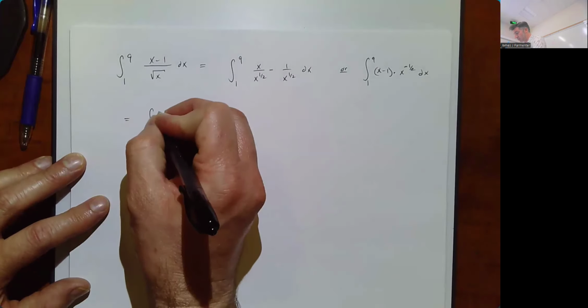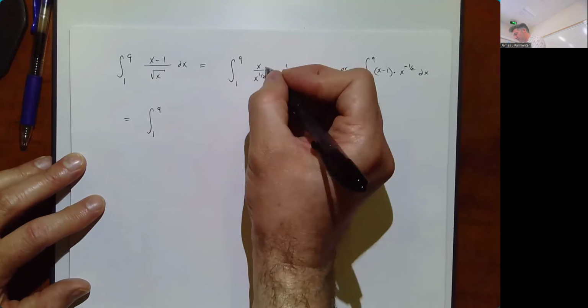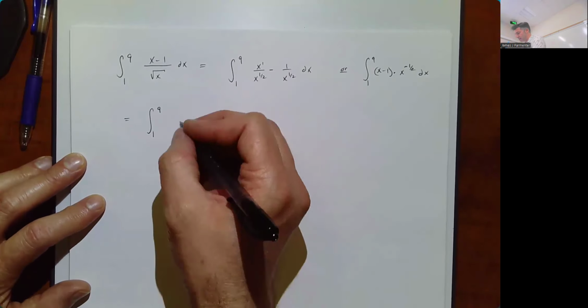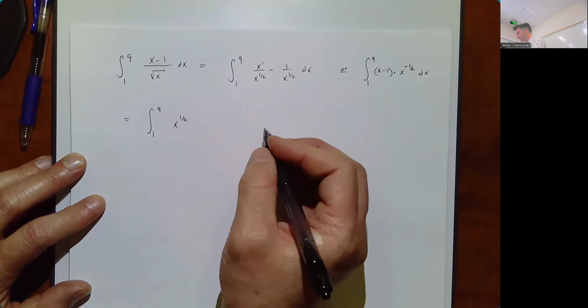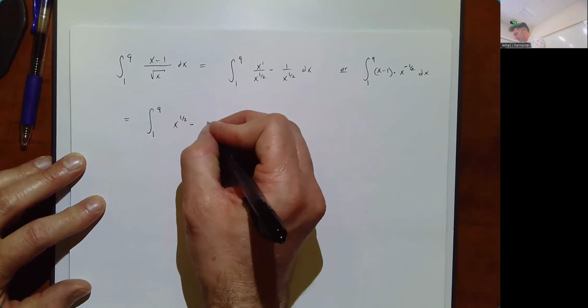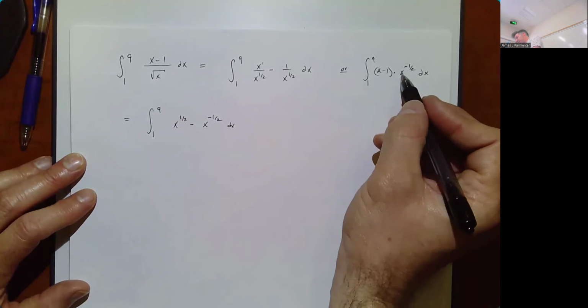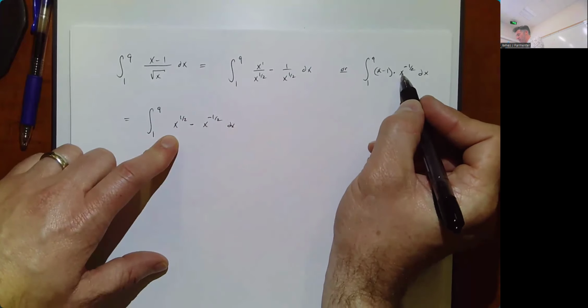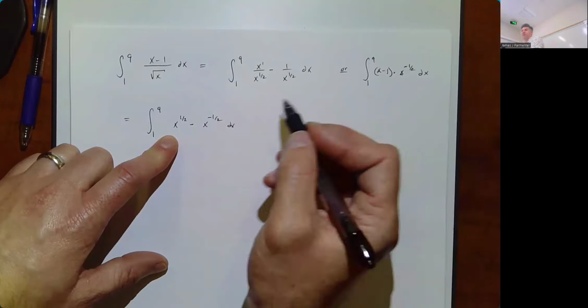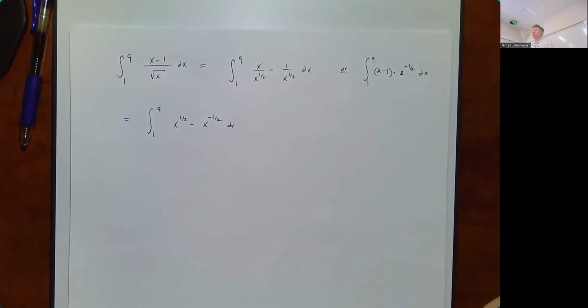We're going to get the integral from 1 to 9. x to the first divided by x to the 1/2 is x to the 1/2. And 1 divided by x to the 1/2 is x to the negative 1/2. Or if you prefer, x to the first times x to the negative 1/2 is x to the 1/2, and 1 times x to the negative 1/2 is x to the negative 1/2. Either way gets you to the same spot.